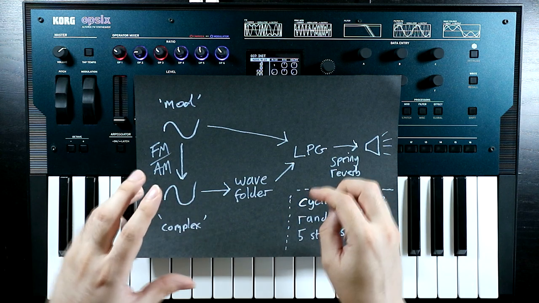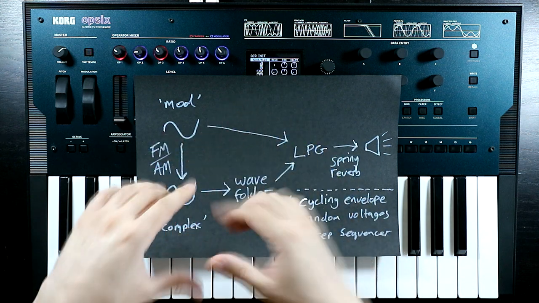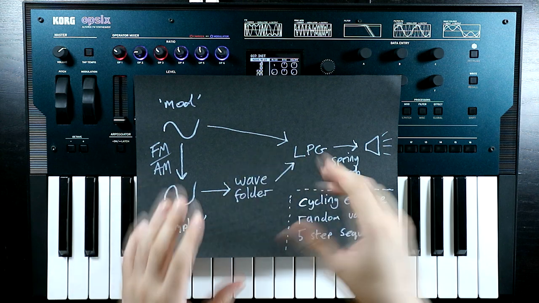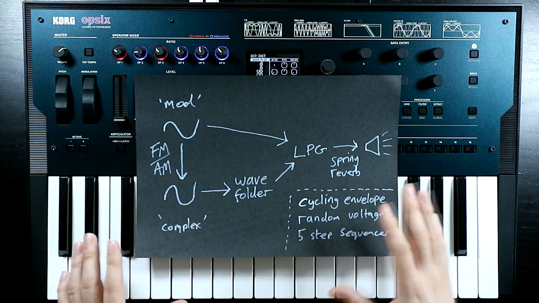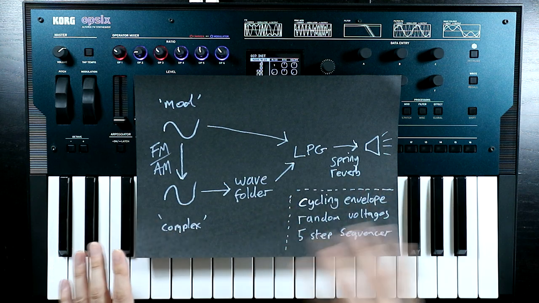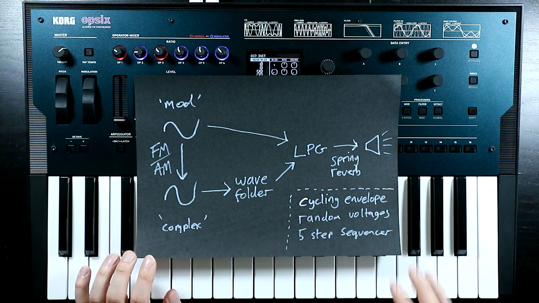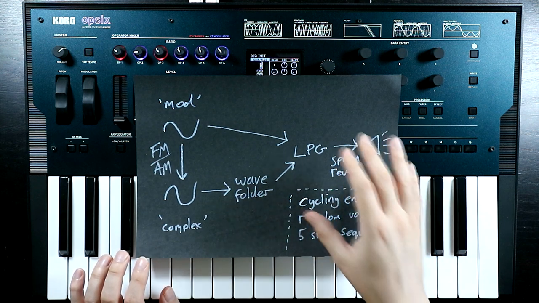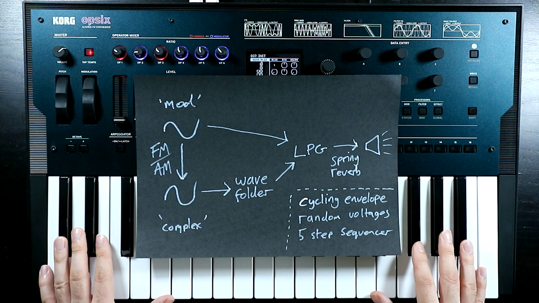So with this sort of crazy electronic experimental architecture that's up at the front here, having the low pass gate there adds a certain acoustic quality, I think. Maybe. Finally, I guess a really important part of this is that we go through a spring reverb, because, you know, you got to go through a spring reverb. We've got an effects section on the Opsix, so that's not going to be a problem either.